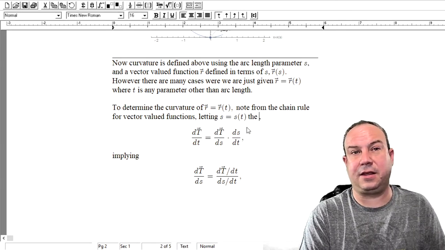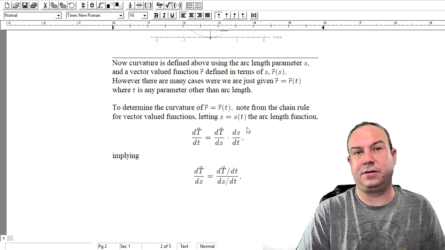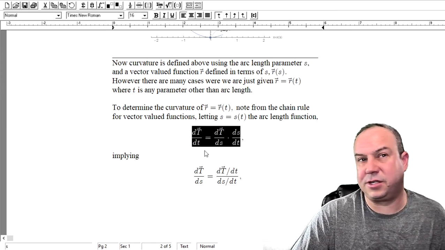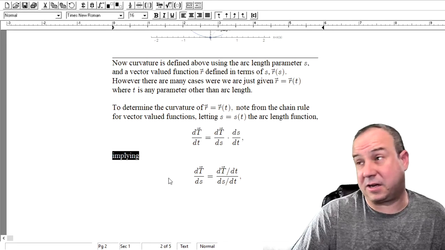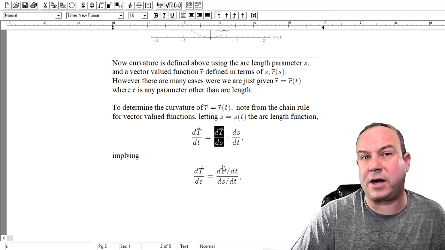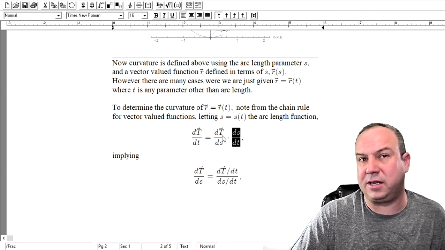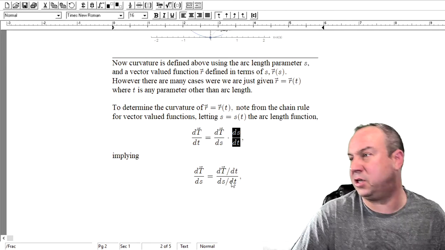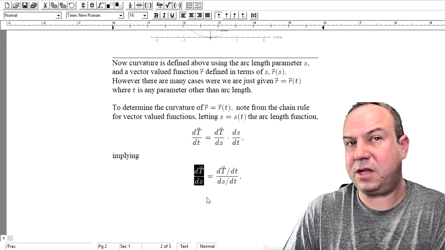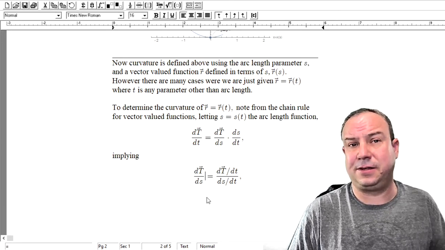Let's make note of that: the arc length function. We can draw this result out initially from the chain rule of vector valued functions, implying that d t bar ds, this quantity seen here, is really just equal to this quantity divided by this quantity. If it's the product, we can write it as the quotient, respectively, for d t bar ds, the rate of change in the unit tangent vector with respect to s.